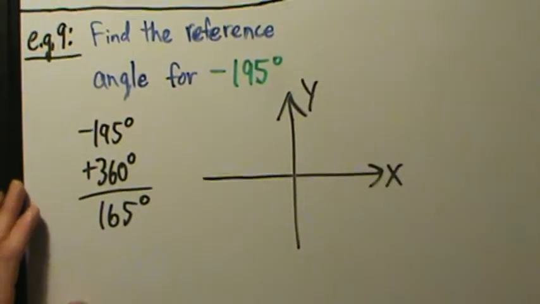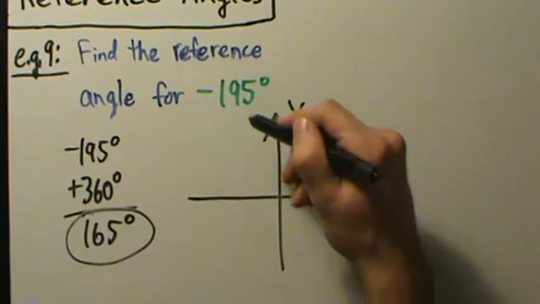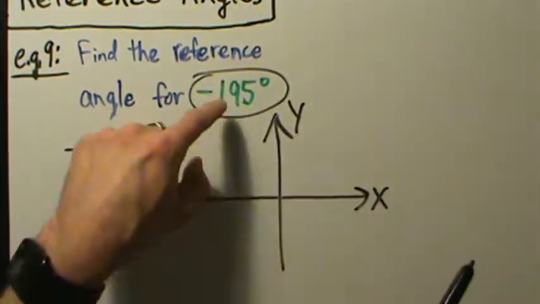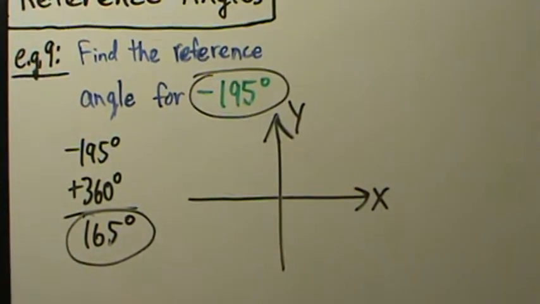Okay, x-axis, y-axis. So what we want to draw now is 165 degrees. Remember, what we're really concerned with is negative 195 degrees, but it's coterminal with this guy. These two are coterminal, so they have the same terminal side, which means the same reference angle.